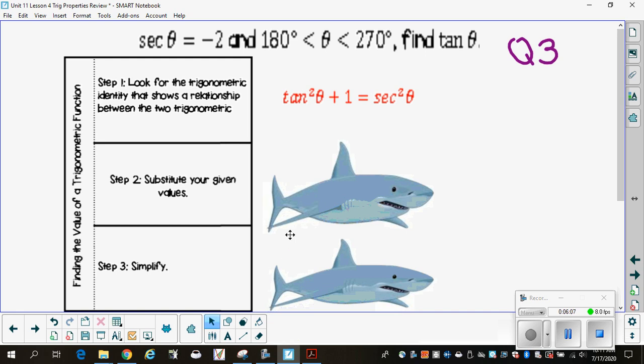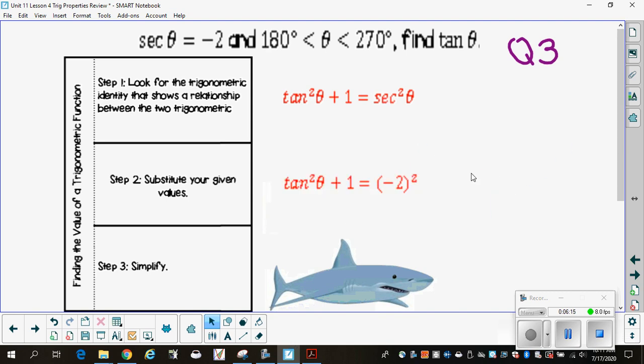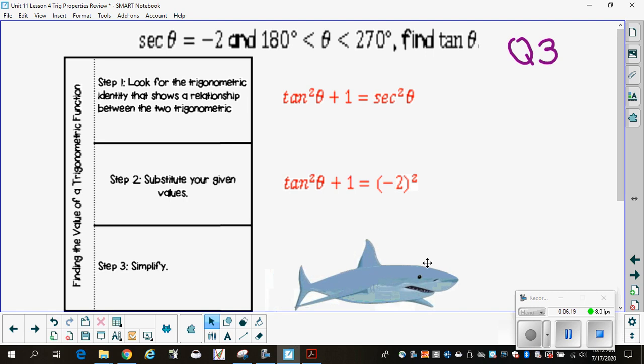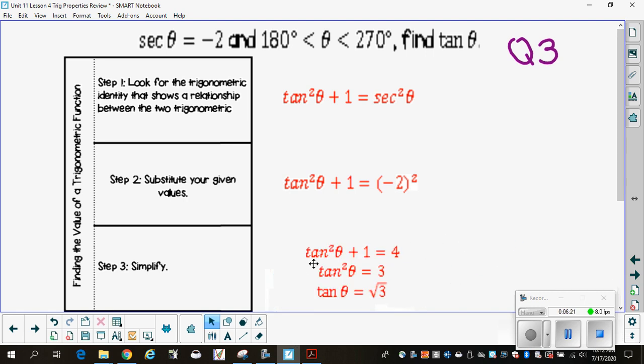Okay? Now, I'm going to substitute my values. I know -2, so I'm going to put the -2 in for the secant squared. And I get tangent squared plus 1 is equal to the quantity -2 squared. Tangent squared plus 1 is equal to 4. Tangent squared is equal to 3, so tangent is equal to the square root of 3. How do I know that it's positive root 3 and not negative root 3?